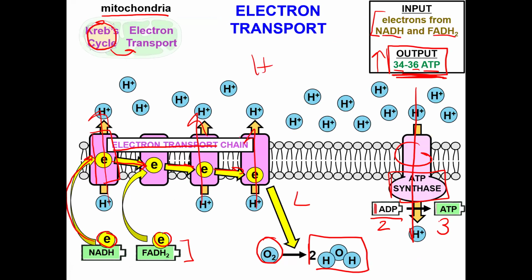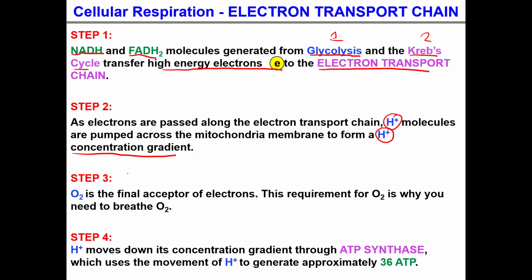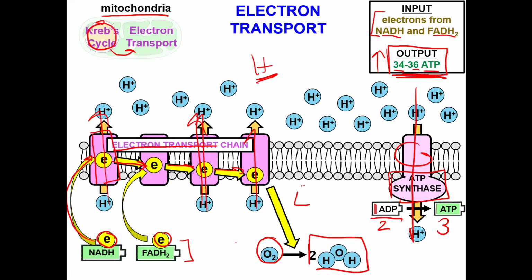Remember, going back here, you can see we're pumping that in to produce a higher level of hydrogen concentration here and creating a lower concentration below. So oxygen is the final acceptor for these electrons. This requirement for oxygen is why you need to breathe for that O2. So again, you can see we have our final acceptor here, and then we're going to end up with our byproduct of H2O.